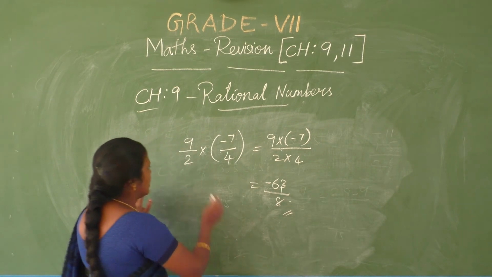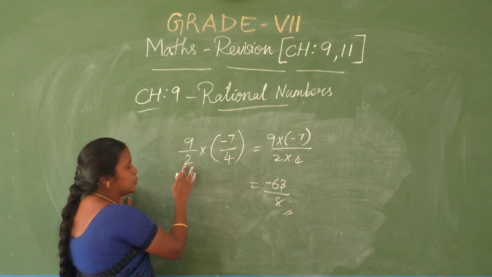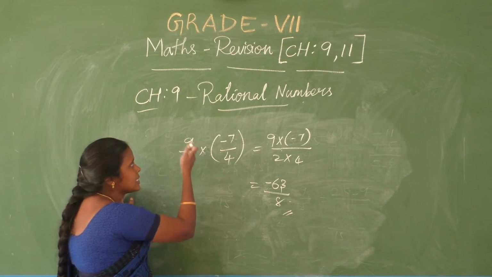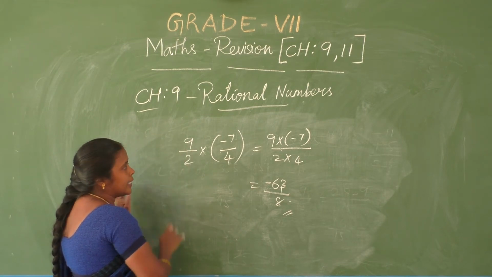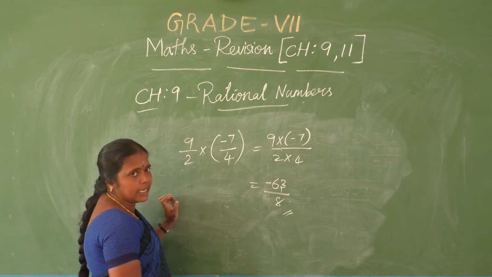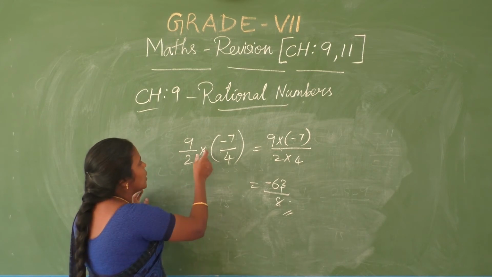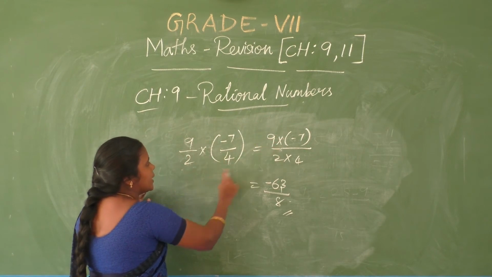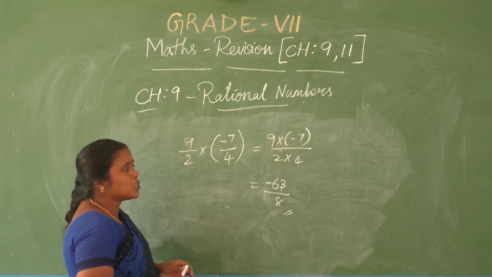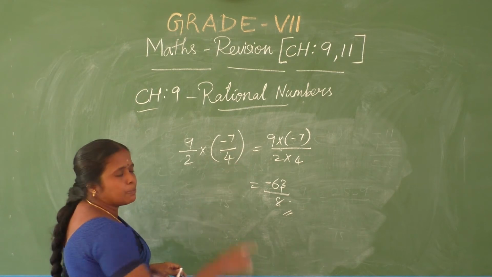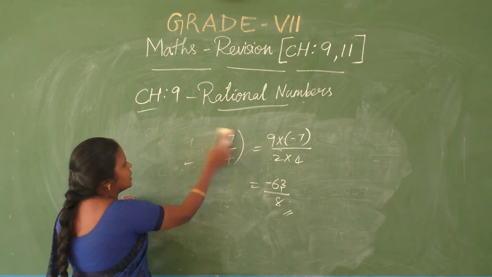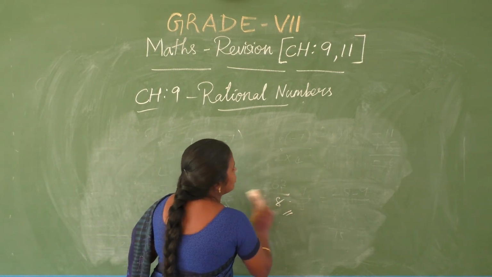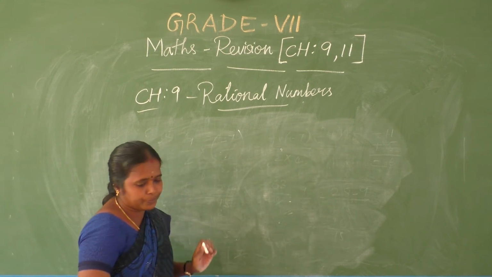What did I do? Though a different question, I didn't take LCM because here it is a product. In the product category, LCM is not necessary. What we have to do? Product of the two fractions equals product of the numerators by product of the denominators. Understood? If any possibility is there, we can simplify. If not, as it is, just multiply and take. Side by side, you have to simplify the signs also.